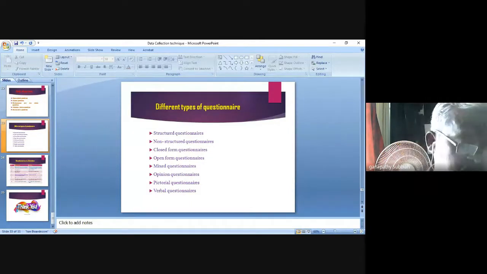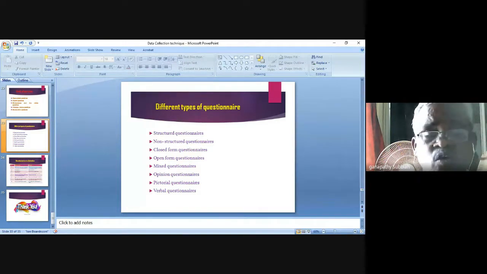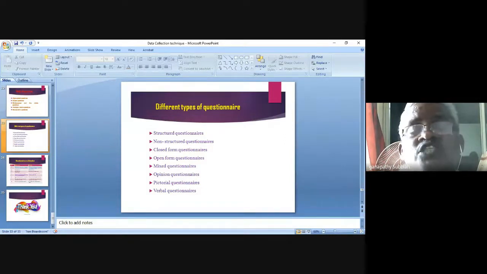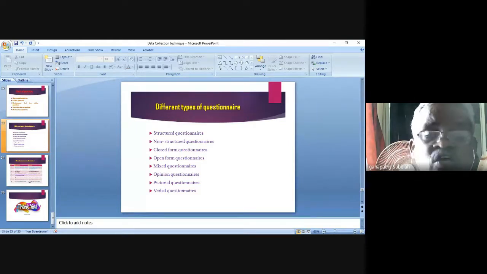The third type of question is the closed form of questions. The closed form of questions contain questions that call for short or check responses, and are known as closed form of questions.